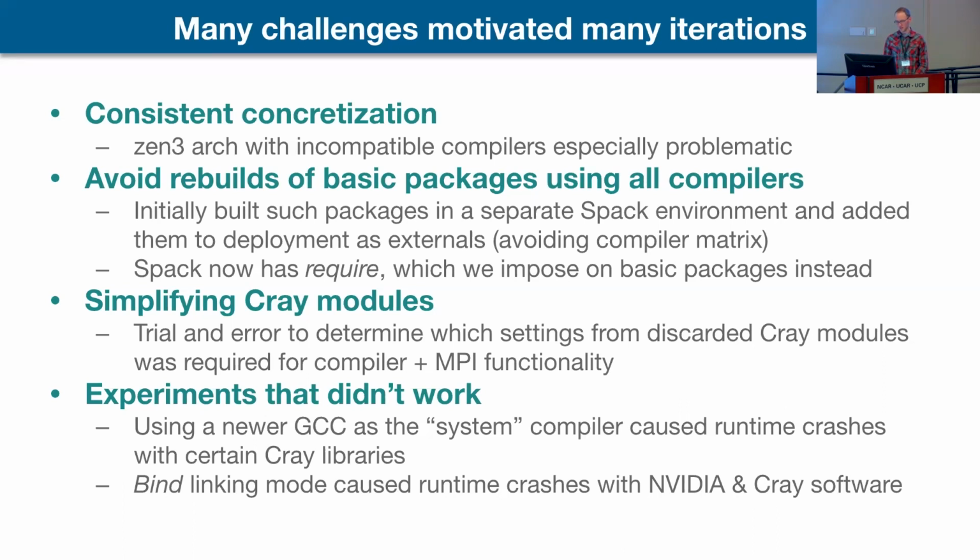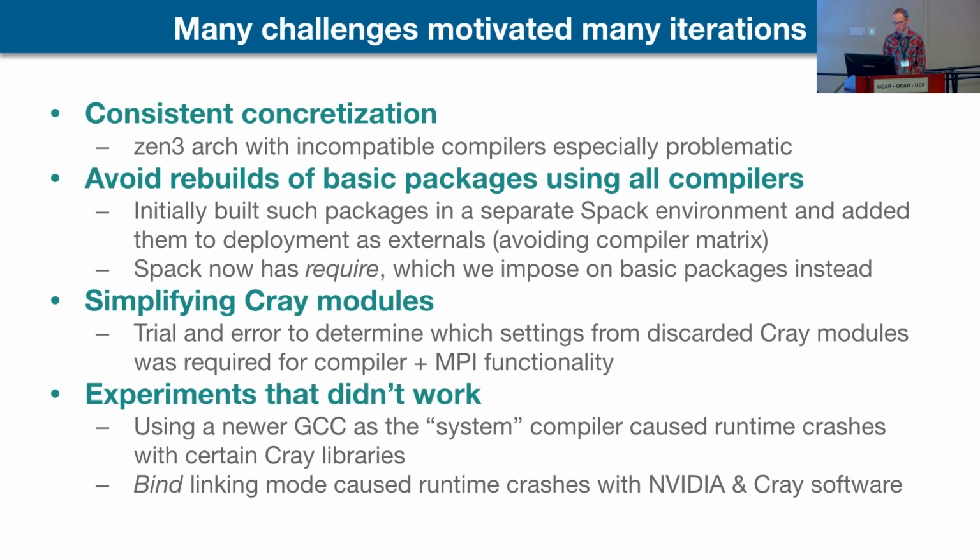Using a newer GCC than the system compiler caused us some runtime crashes with a couple of Cray libraries. So we tried using a newer GCC as the base compiler to support the Milan architecture, but we had to bump back to the system one, unfortunately, to get things to stop crashing.